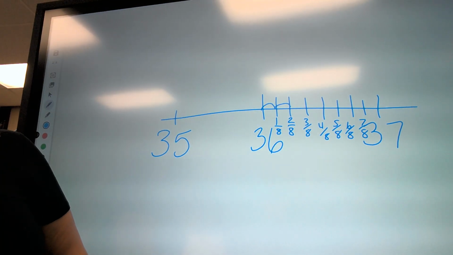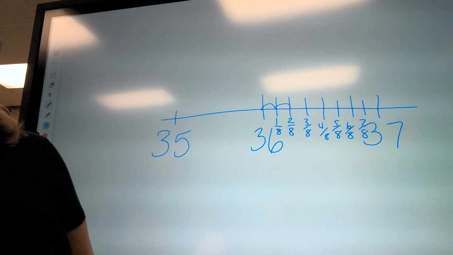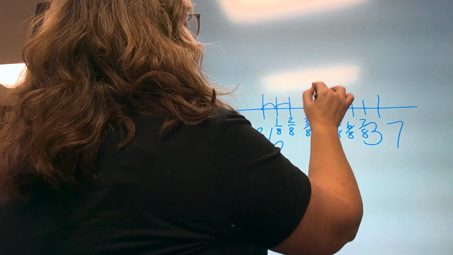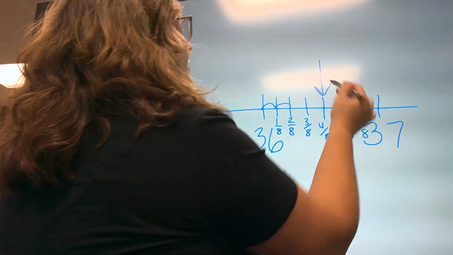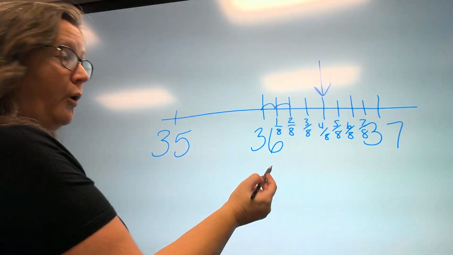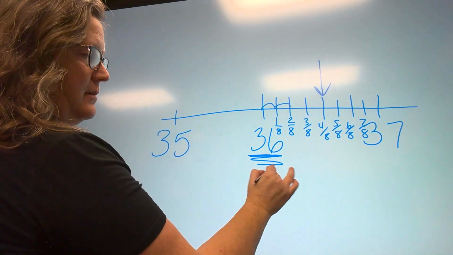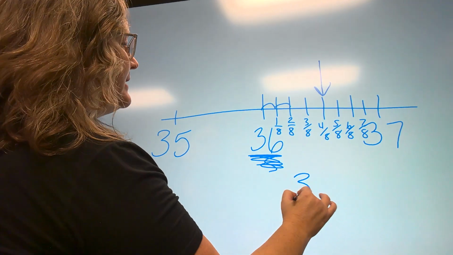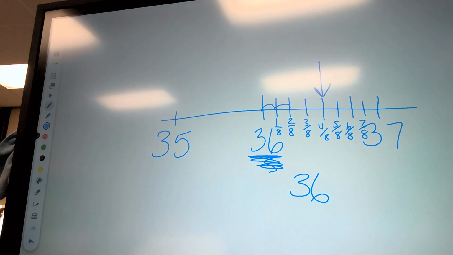So the arrow is pointing to, oh my gosh, that's tiny. 1, 2, 3, 4. Oh, the arrow is pointing to that one. So our whole number is 36, 36, and 4/8. Yeah, that's what I got.